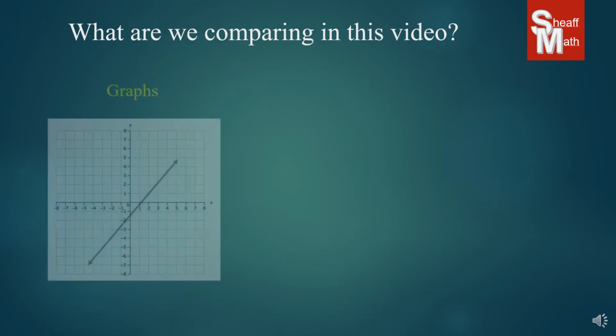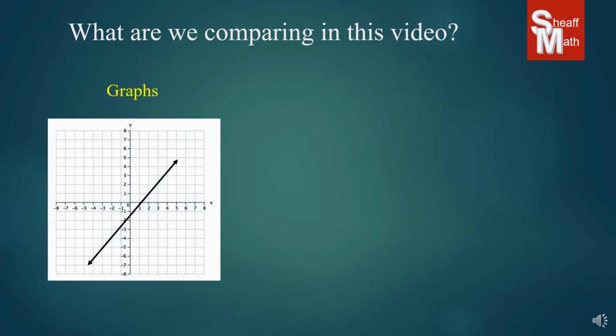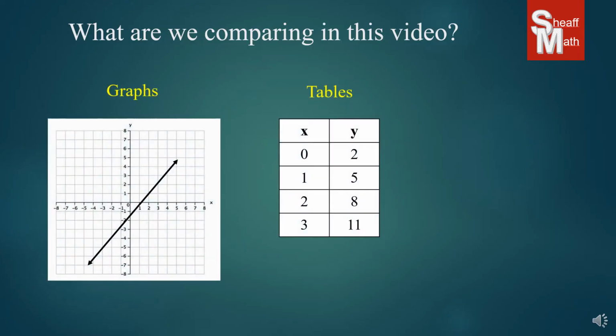We're going to first look at graphs, and then we're going to look at an XY table, and then an equation. And questions that you might get would be something like, if you look at the graph and the table, which one has the higher slope? Which one has the lower y-intercept? If x equals 3, which one has the higher y value? And so you're going to be asked to compare these different three.